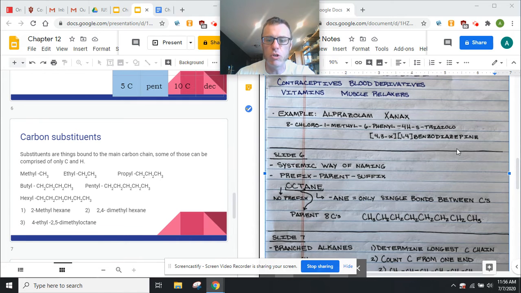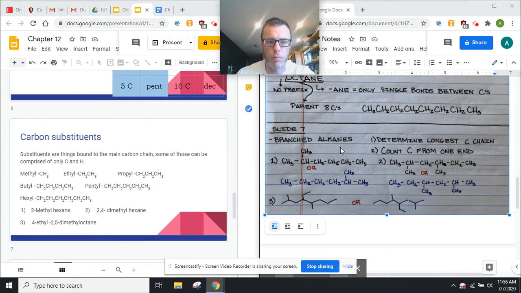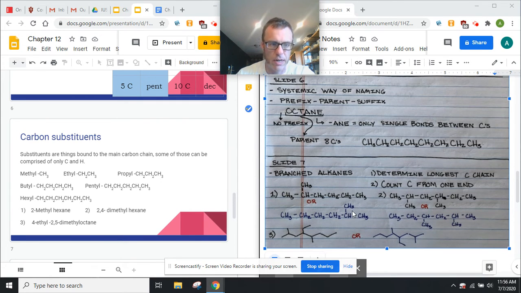There are carbon substituents. These are for branched alkanes, and I'm going to walk you through these. Substituents are things bound to the main carbon chain. Some of these can be comprised of only C and H. There's a methyl group, see, there's only 1 carbon. Ethyl group, 2 carbons. Propyl, butyl, pentyl, hexyl. You understand this. So, 2-methylhexane.